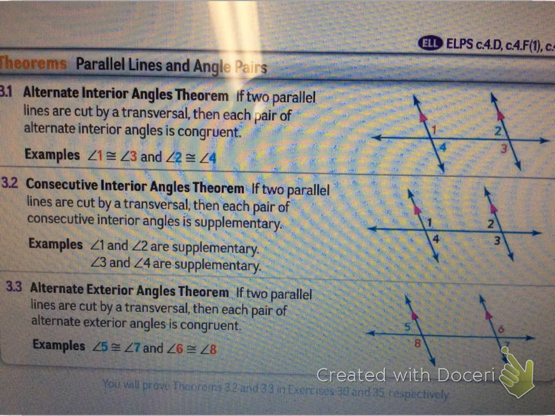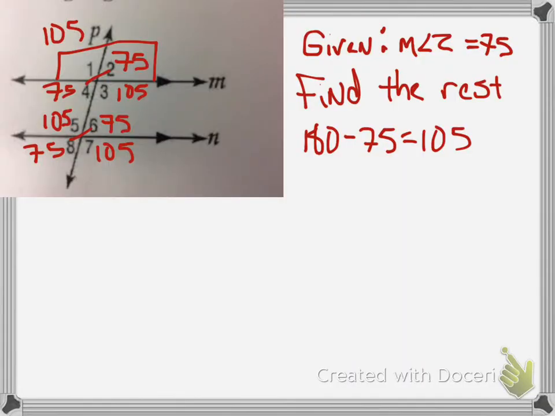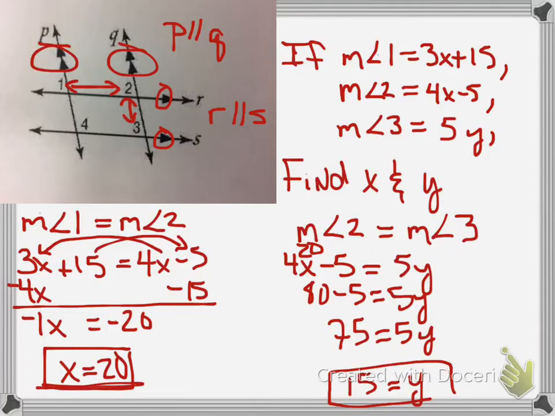Alternate exterior angles theorem. If two parallel lines are cut by a transversal, then each pair of alternate exterior angles is congruent. So alternate exterior angles. Like 5 and 7 are alternate exteriors, 6 and 8 are alternate exteriors, and they would be congruent. Now, notice, this is backed up with what you've got here in this picture.